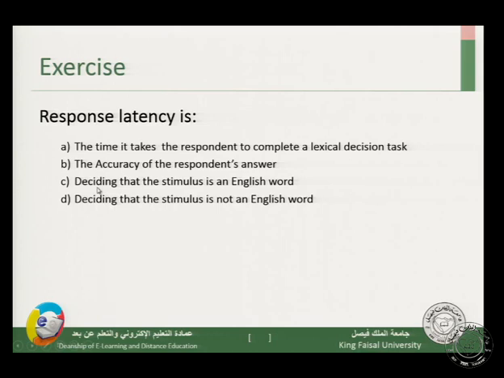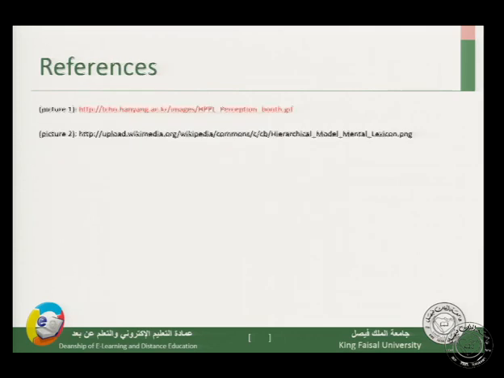If you chose C, your response is wrong, because deciding that the stimulus is an English word is one part of the lexical decision. And of course the same with D. Deciding that the stimulus is not an English word is what you are asked to do in a lexical decision task. So if you could answer this exercise correctly, this means that you have understood at least one element of today's lecture, but of course there are other elements to study as well.